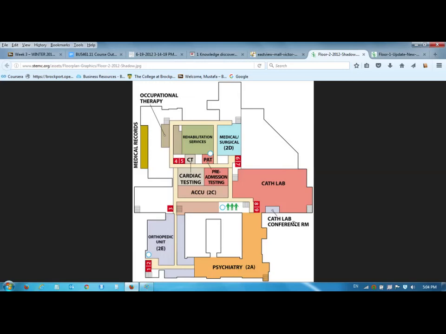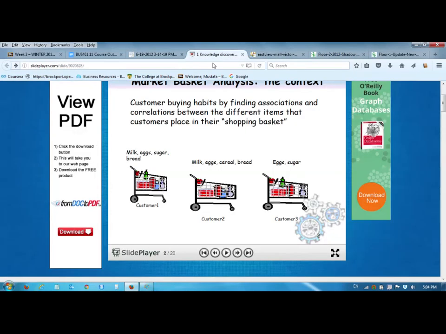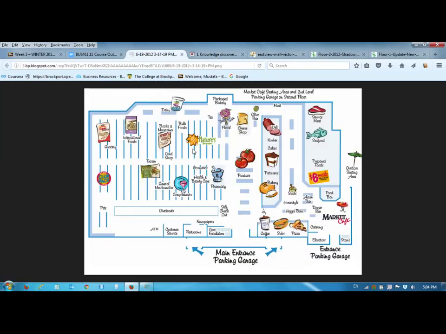So for a hospital, you may want to minimize the total travel distances, but for a shopping mall or for a grocery store, you may want to maximize the total travel distances.